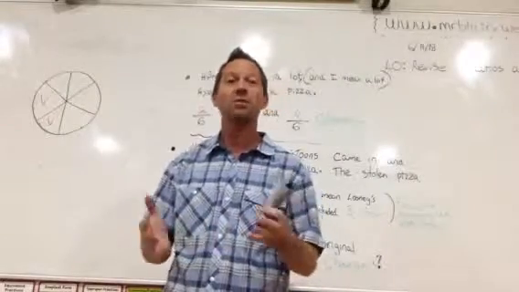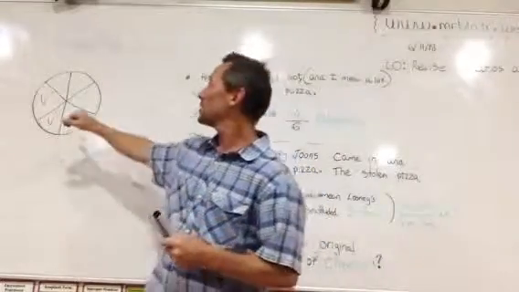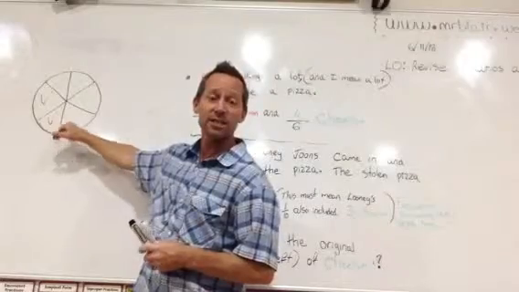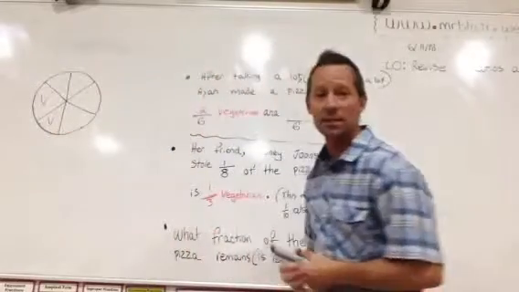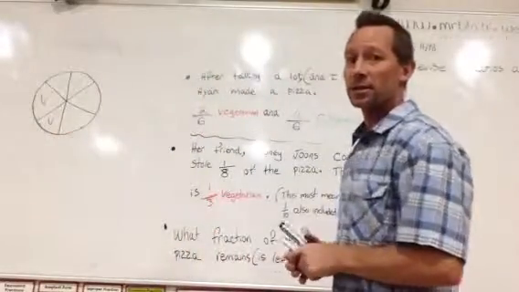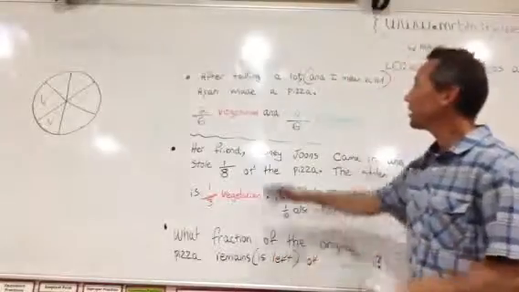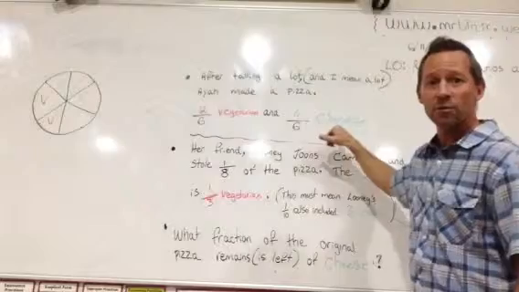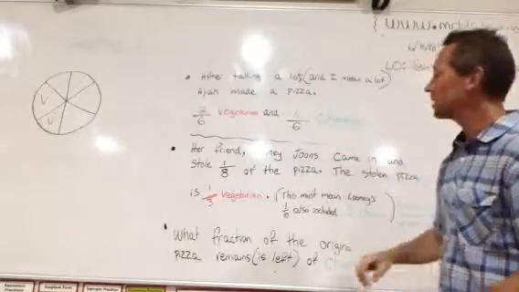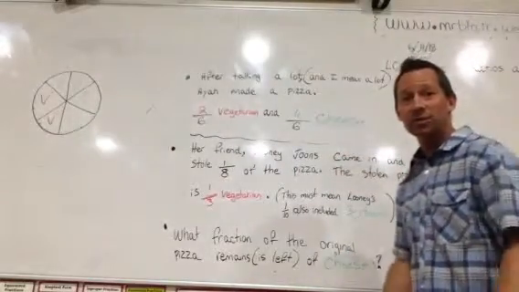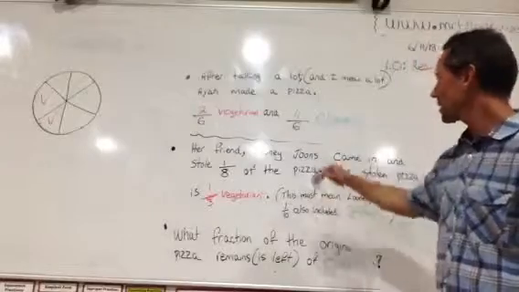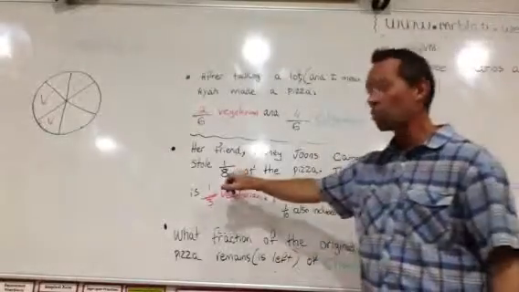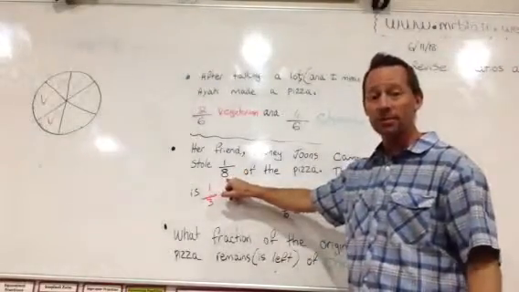For this case, I'm just going to keep it the same, as 2 over 6 is vegetarian and 4/6 is the cheese. So over here, I made a pizza. 2/6 vegetarian, 4/6 cheese. Her friend Looney Tunes again came in and stole 1/8 of the pizza.